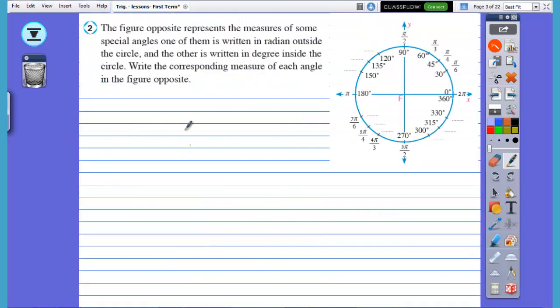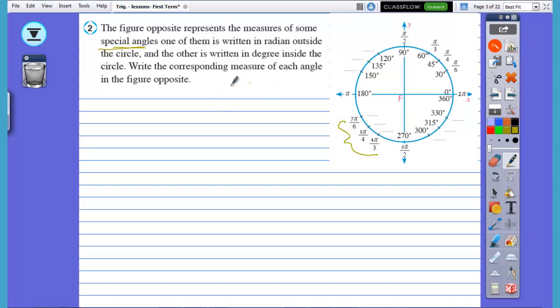Here is a very important question. The figure opposite represents the measures of some special angles. Here we have 30, 45, 60, these three special angles in the first quadrant. In the second quadrant we have 120, 135, 150, also special angles in the second quadrant. In the third quadrant we have the special angles in radian measure.